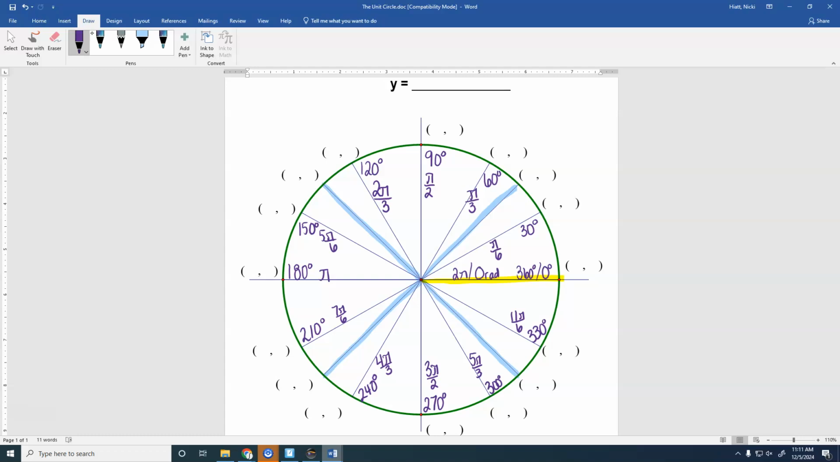Now, we skipped those 4 pieces right there that make you have these like little tiny slices of pie, right? So, halfway between 30 and 60 would be 45 degrees. So we want to add that. And the fraction that goes with that is pi over 4.